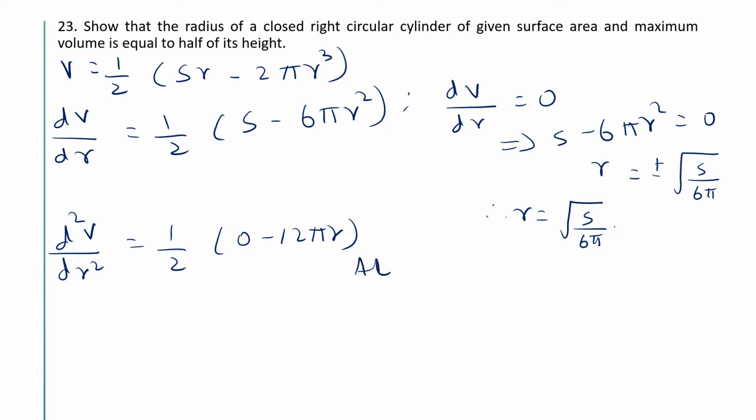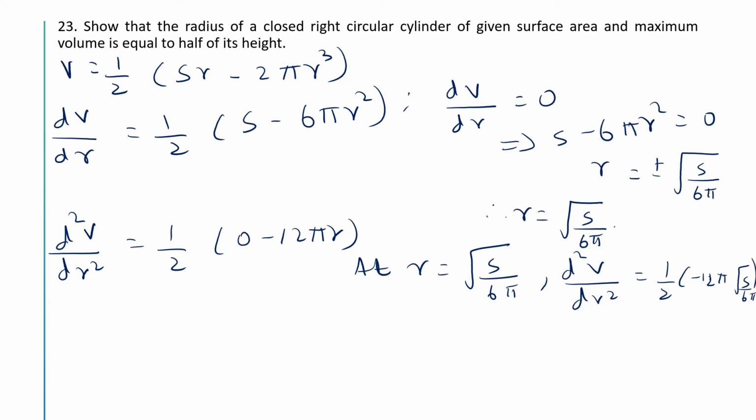At r is equal to root of s by 6 pi, we have d square v by dr square is equal to half into minus 12 pi into root of s by 6 pi. This is less than 0. Therefore, r is equal to root of s by 6 pi is a point of local maxima.